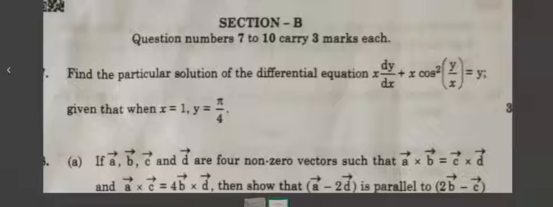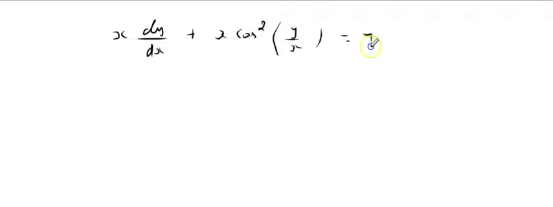Find the particular solution of the differential equation x dy/dx + x cos²(y/x) = y, given that when x = 1, y = π/4. This is going to be easy. Now this cannot be solved by the variable separable method because it is a homogeneous equation. So x dy/dx + x cos²(y/x) = y.